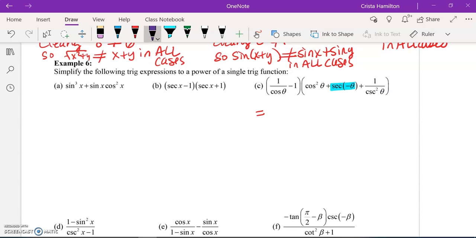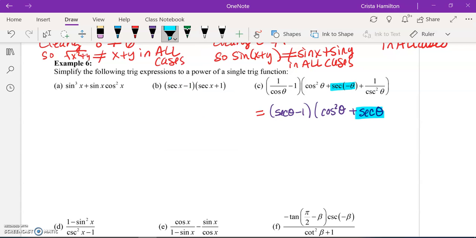This 1 over cosine is the 1 over cosine. That's the reciprocal of secant. So let's make that secant theta minus 1. Let's see how that's going to work for me. Then over here, I'm going to leave the cosine squared theta. I'm going to change that secant of negative theta, and we will remember that secant's one of the even ones. And an even function, the secant of negative theta and secant of theta are the same. So I'm making that substitution there.